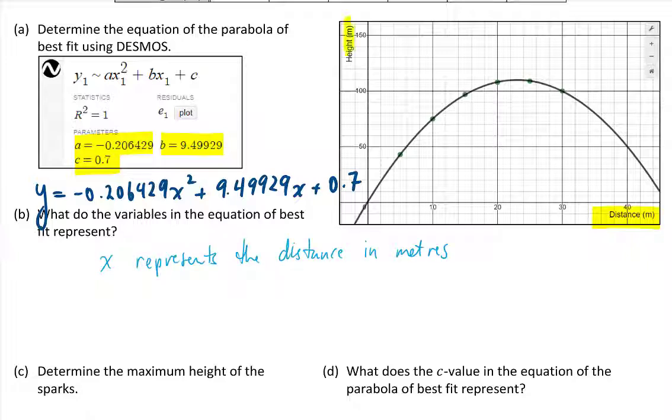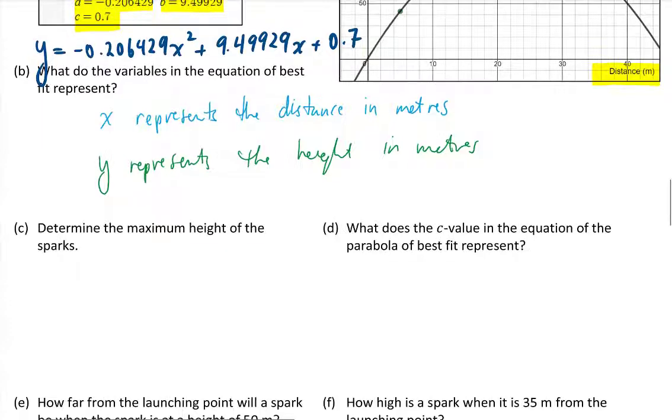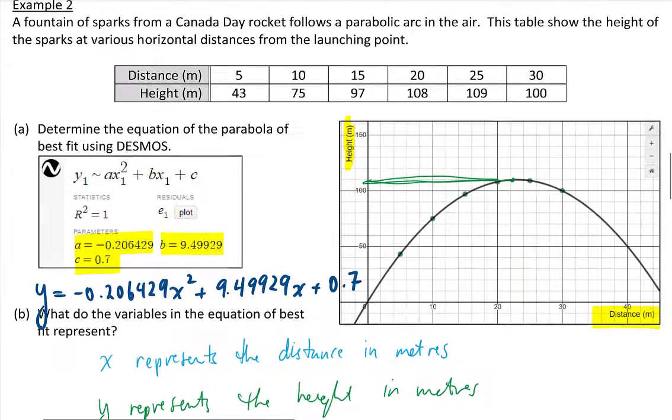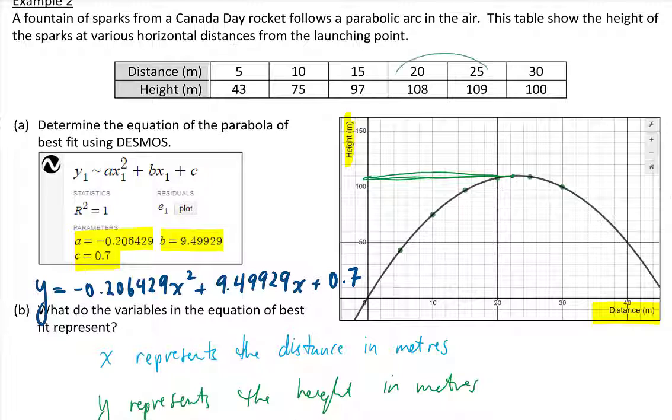And here's the y. The y is the height in meters. C, determine the maximum height of the sparks. So we can make an estimate from the graph here and drag that over. And it looks to be about 110. We go up to the table. That does seem to be a good set of values.